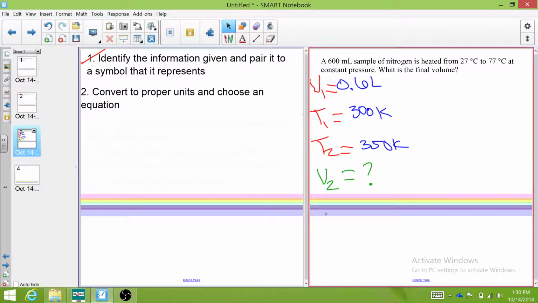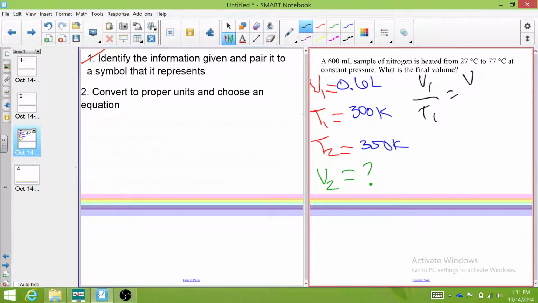So if you look at this information, we have some V's and we have some T's. We don't have anything else. So when you look at your equation chart, you should try and find an equation that has V's and T's and nothing else. And we actually have an exact equation for that, and that is Charles's law. And Charles's law has the form V1 over T1 equals V2 over T2.